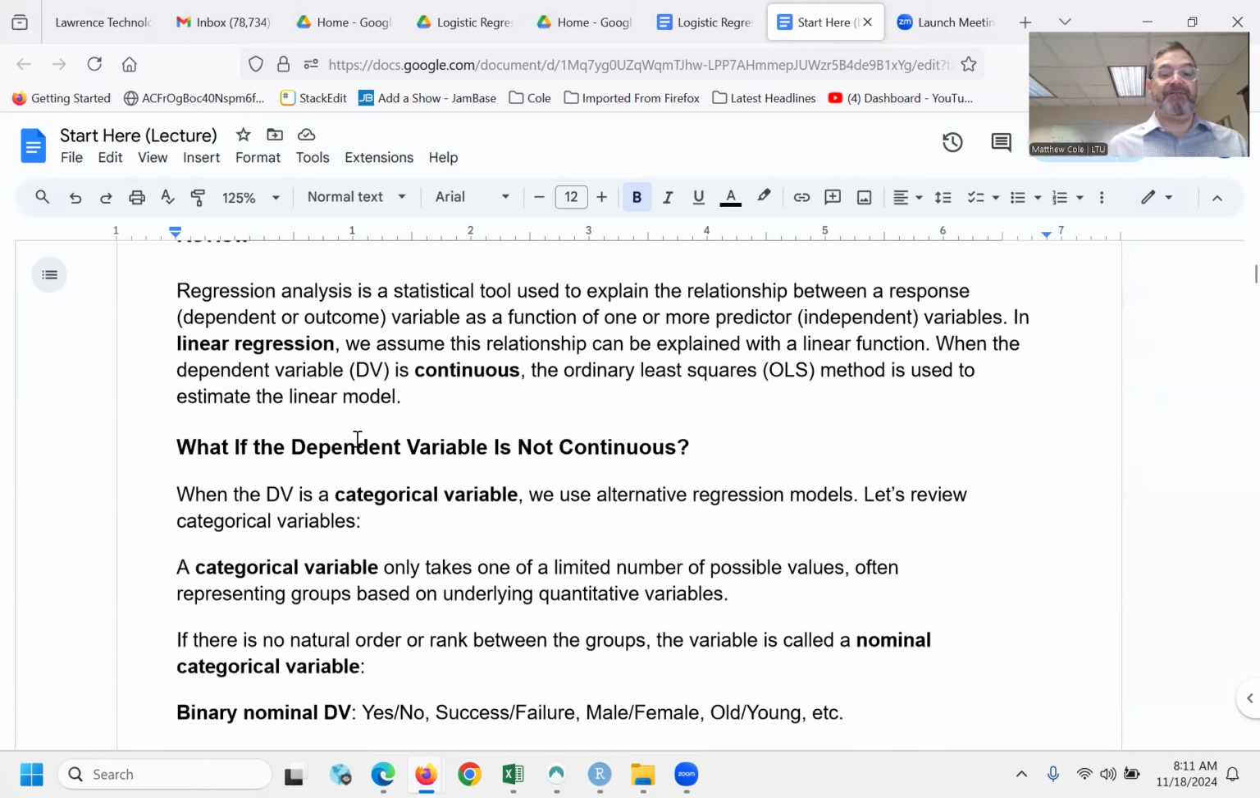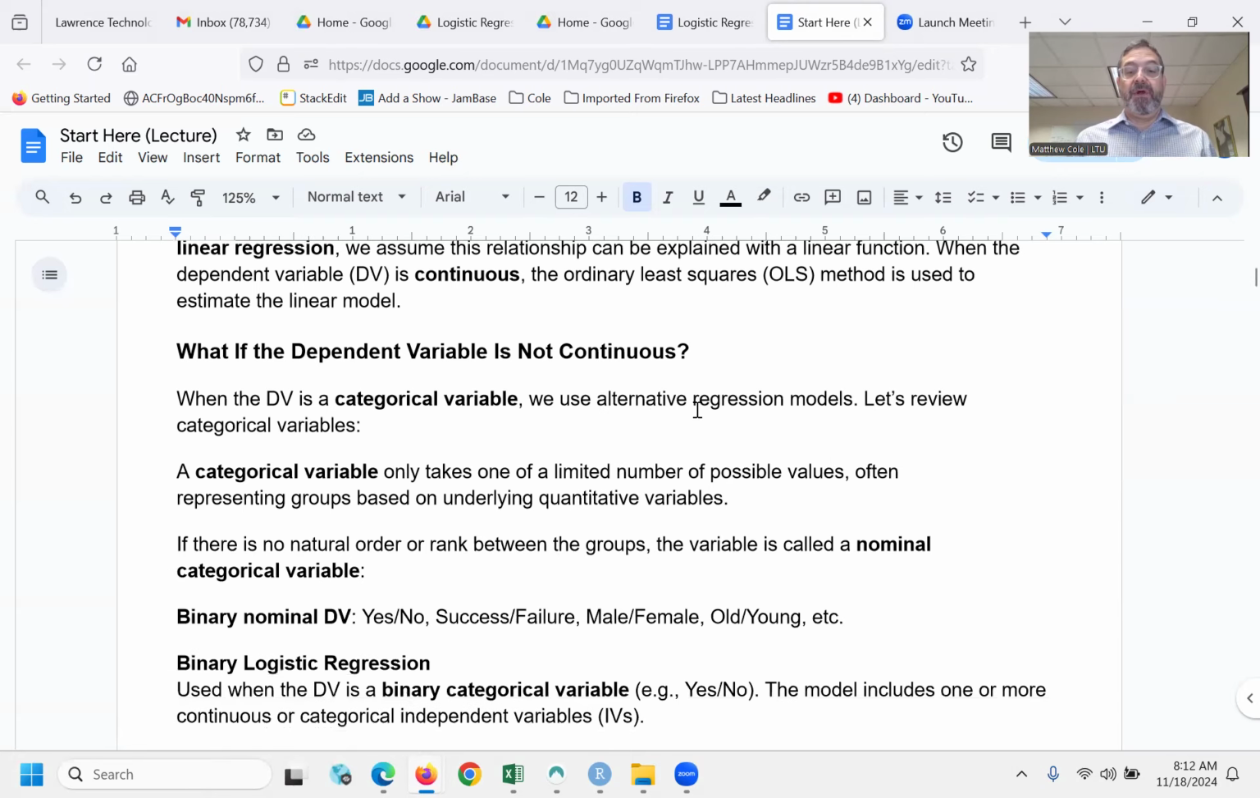What if the dependent variable is not continuous? Well, if the dependent variable is a categorical variable, it's best practice to use alternative regression models. And one of those that we're going to learn today is logistic regression. So let's first review what categorical variables are.